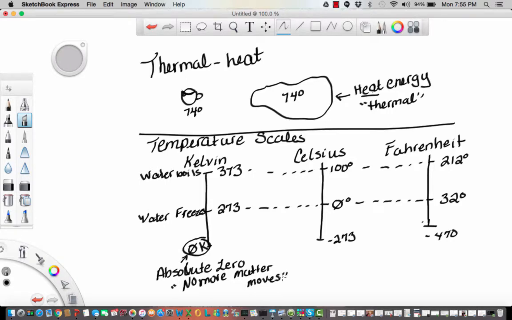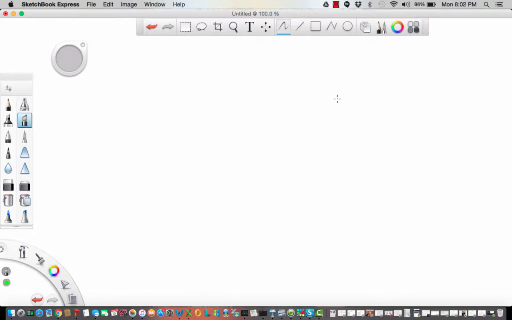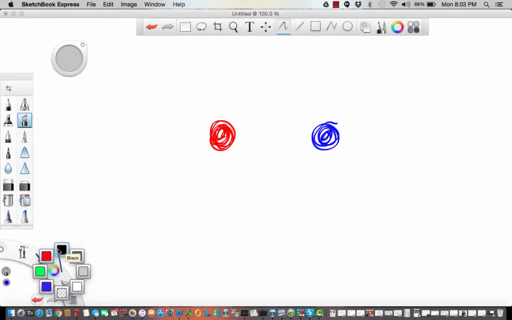Okay, so then the next thing we're going to learn about is heat transfer, and I'm going to clear the screen. You're also going to need to know that heat always transfers from hot to cold. So it's always going to go from an area of hot to an area of cold. I apologize, that's an arrow. Let me erase that and try that again. So it always goes from hot to cold.